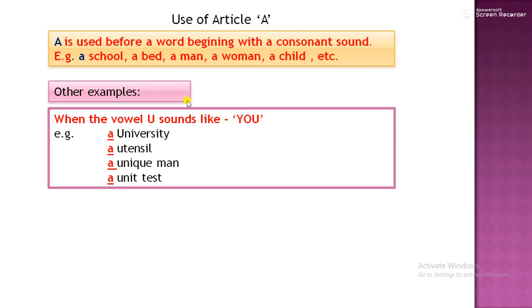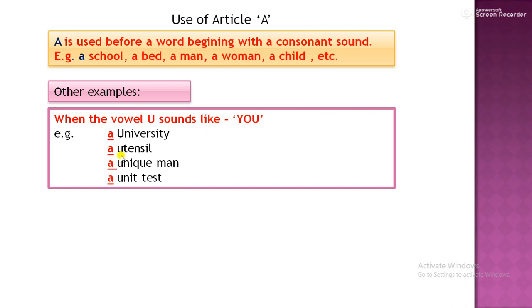Other examples: when the vowel U sounds like U, it gives Y sound, which is called Y sound. Like university, university. Pronunciation is university. So it is not giving a vowel sound, it is giving a consonant sound. So we will use article A, not an.